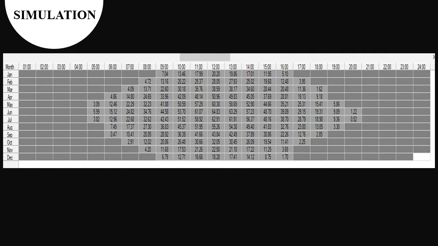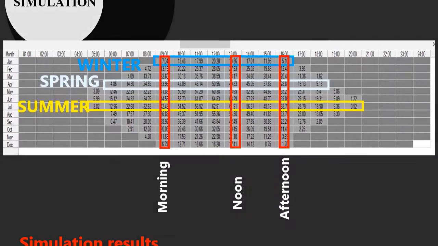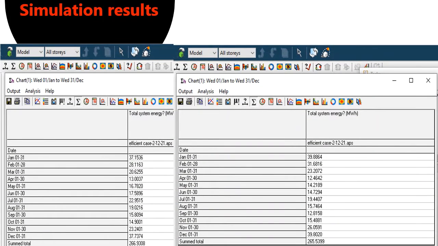After suncast analysis, 3 scenarios were defined for simulation: winter, spring, and summer scenario. For each scenario, 3 times of the day will be used for simulation. Regarding total system energy, the efficient case could reduce the building system energy with 14,000 MWh.